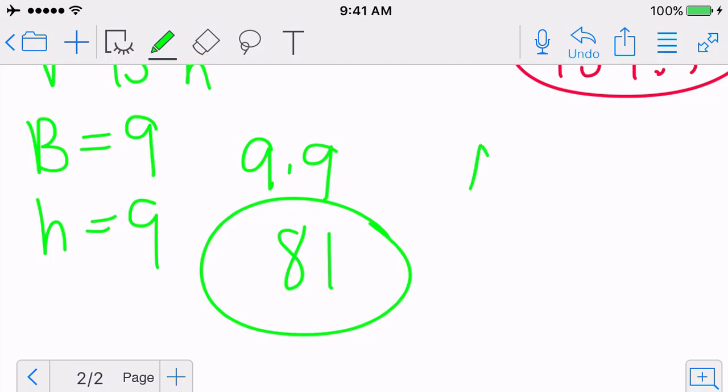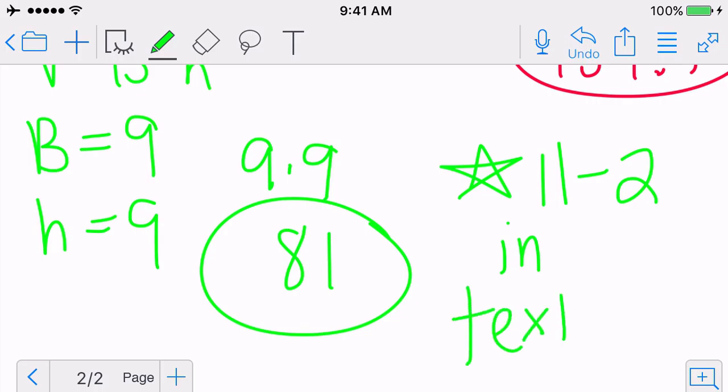Other than that, if you need anything else, you can look at section 11.2 in your textbook. Those are over on the shelf if you feel like you need just some extra examples or something. So you can take a look there. But otherwise, I think you guys will be just fine, and hopefully I will see you tomorrow.